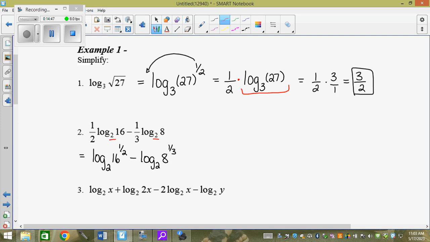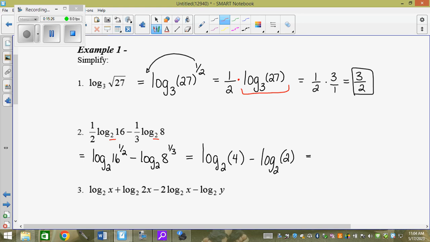Now what's cool about this? 16 to the half and 8 to the third are numbers. So I get log base 2. What is 16 to the half the same as? It's 4. Because what does to the half mean? The square root. Anything to the power of a half is the square root. So if you go 16 to the half, it's actually asking for the square root of 16, which is 4. Minus log base 2. 8 to the third is 2, because instead of it being the square root, now it's the cube root.